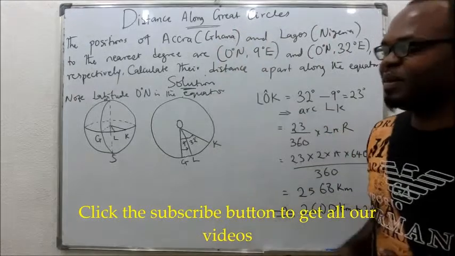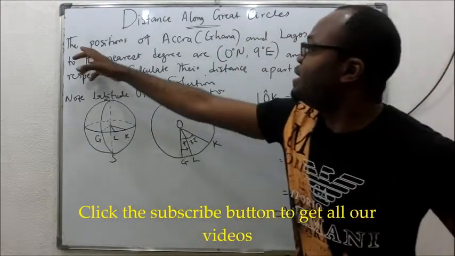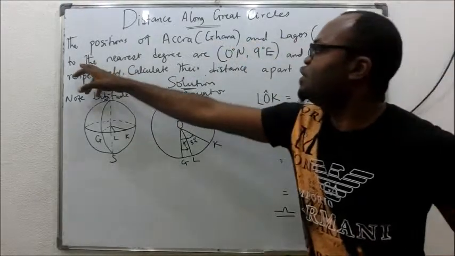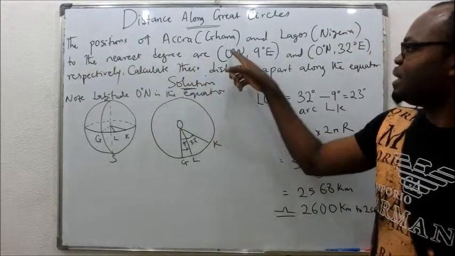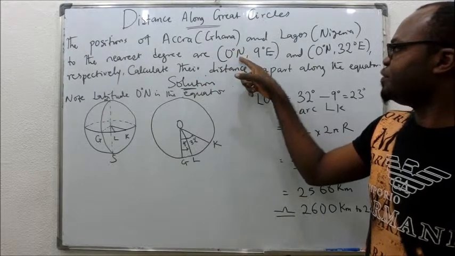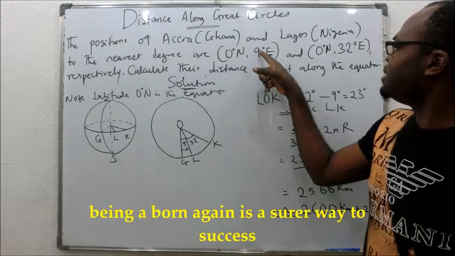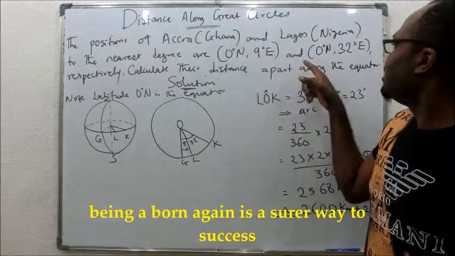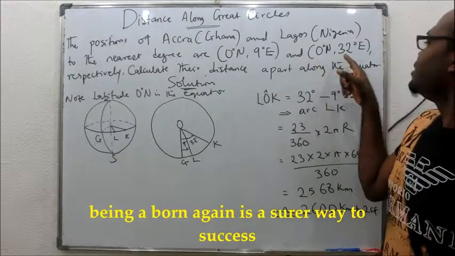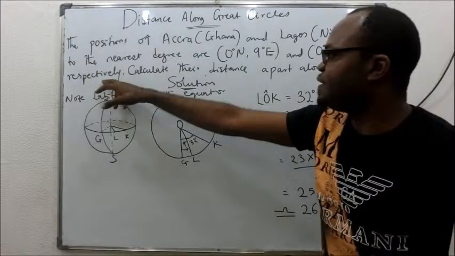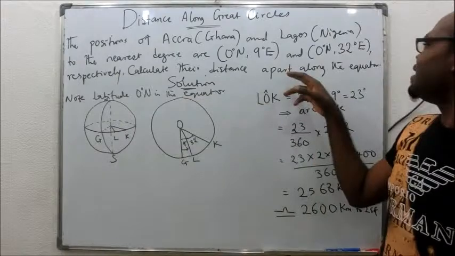So if you have a problem like this in JAMB or WAEC: the positions of Accra in Ghana and Lagos in Nigeria, to the nearest degree, are 0 degree north latitude and 9 degree east, and 0 degree north and 32 degree east. That is the latitude and the longitude, respectively. Calculate their distance apart along the equator.